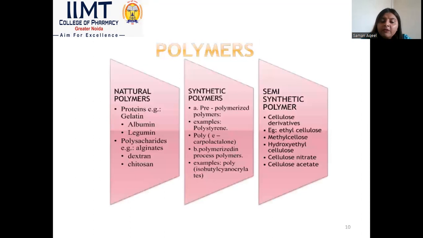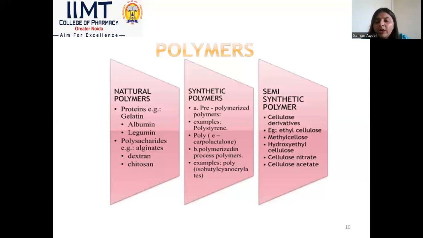Here comes the polymer, which could be used for the synthesis of these nanoparticles or for the synthesis of the polymer matrix. It could be natural polymers, synthetic polymers, or semi-synthetic polymers. Under natural polymers could be proteins or polysaccharides such as alginates, gelatin, albumin, chitosan, etc. Under synthetic polymer comes the pre-polymerized polymers, polystyrene, etc.